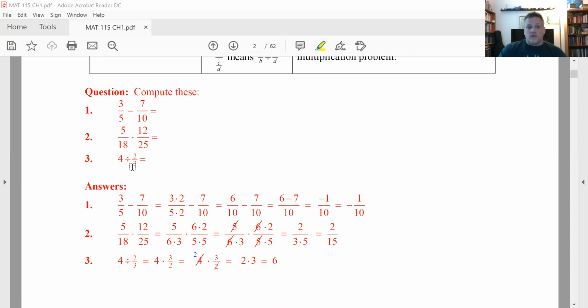And lastly, here for the quotient, notice here I just have to convert this first to a product. And so we're going to rewrite this as 4 times 3/2. And now it's just a simple product. I don't want to multiply across. Here I'm going to cancel that 2 into that 4. That's what I'm indicating here. And then multiply across to get 2 times 3, which is 6.